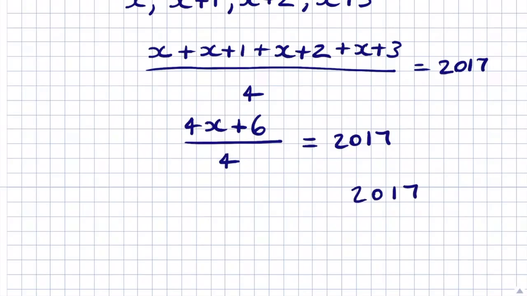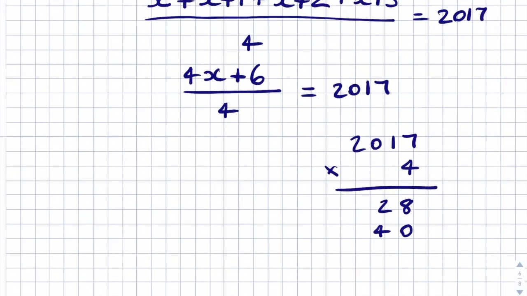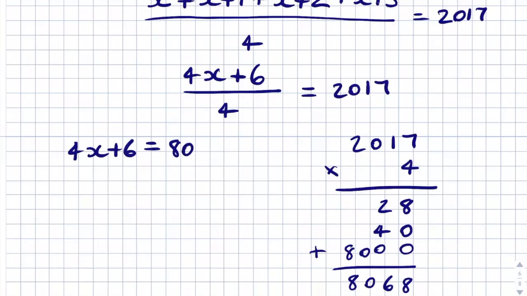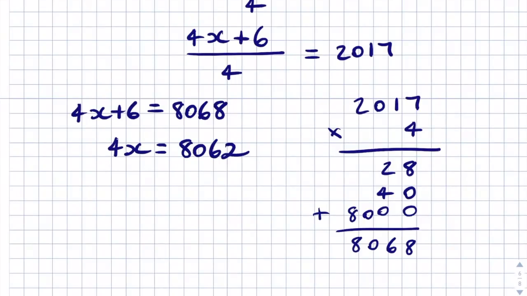If I work that out, I get 4 times 7, which is 28, 4 times 10, which is 40, and then 4 times 2000, which is 8000. If I add these together, I get 8068. So I've got 4x plus 6 equals 8068. Now if I subtract 6 from both sides, I get 4x equals 8062. If I divide both sides by 2, I get 2x equals 4041. But now the answer on my right hand side is not even, so if I divide by 2, I'm not going to get an integer.